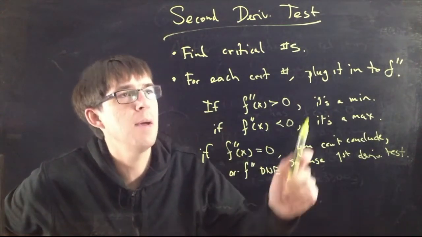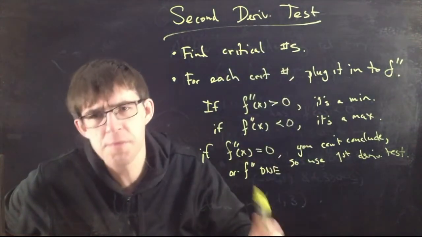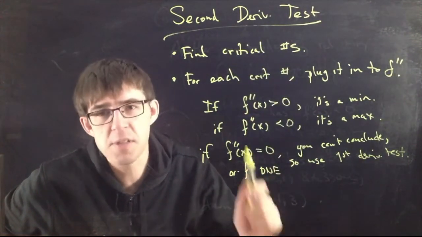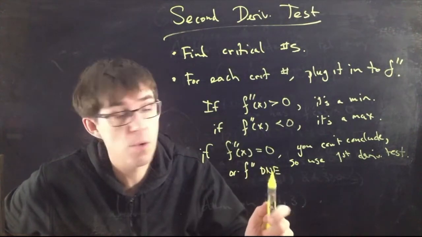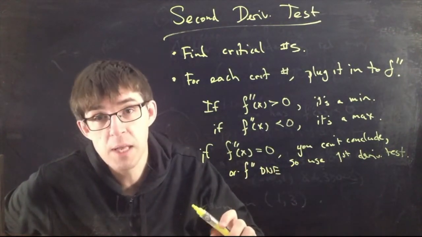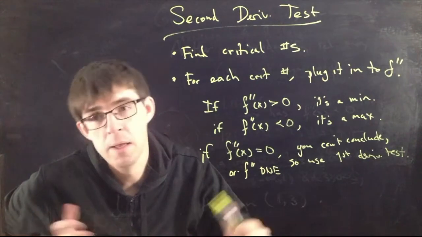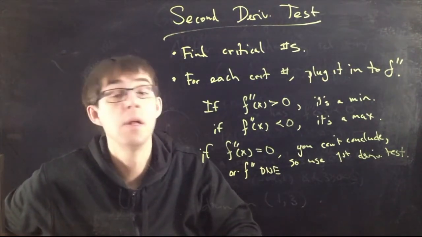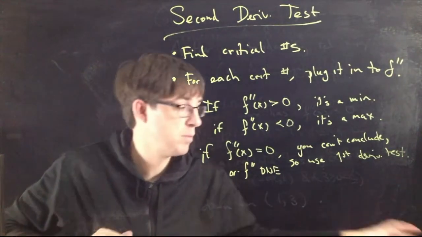I said the second derivative test is a little easier because you don't have to make the chart. That's true. This is the downside. Sometimes it just straight up doesn't work and you have to sort of retreat and use the first derivative test again. It's a shame, but that's how it works. Let's do a couple examples.